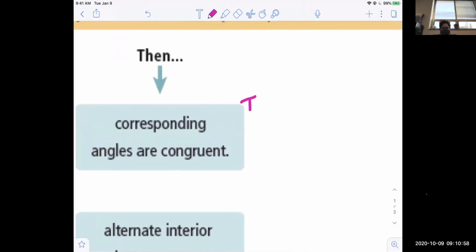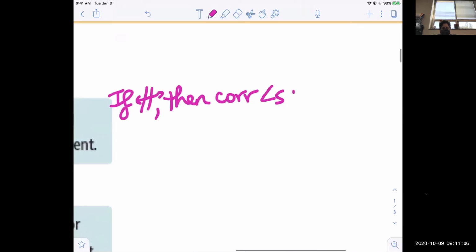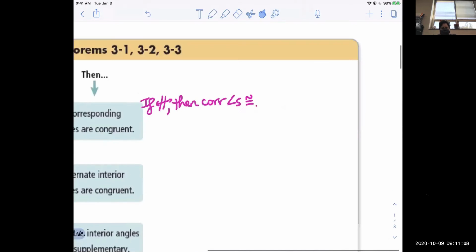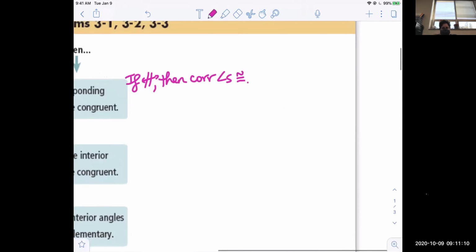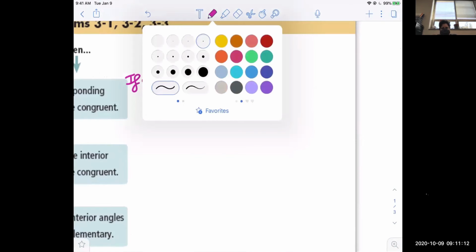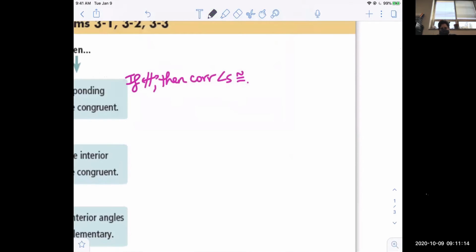If parallel lines are cut by a transversal, then corresponding angles are congruent. Okay, so you would write: if parallel lines are cut by a transversal, then corresponding angles are congruent. I'm going to draw a little picture here for us to look at.